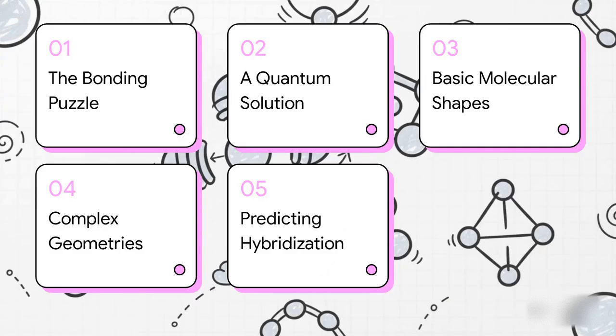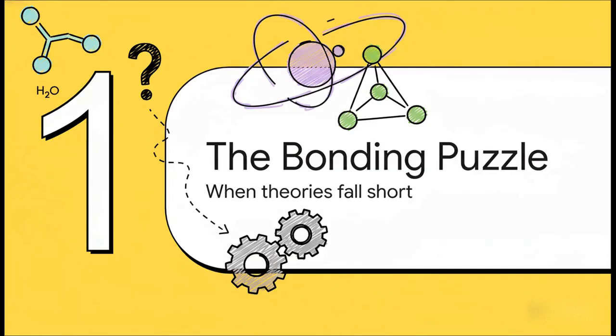So here's our game plan. We're going to start with a weird bonding puzzle that simpler theories just can't crack. Then we'll unveil the solution, this amazing idea called hybridization. We'll use it to build up the most common molecular shapes, then we'll tackle some more complex ones, and finally, I'm going to give you a straightforward toolkit to figure out the hybridization for pretty much any atom you'll come across. All right, let's dive right into the problem.